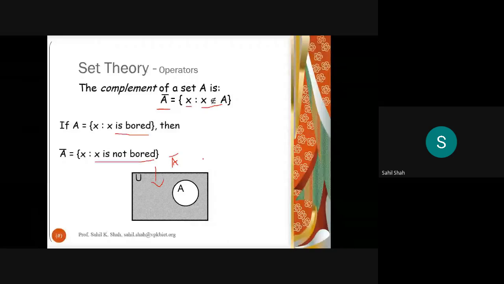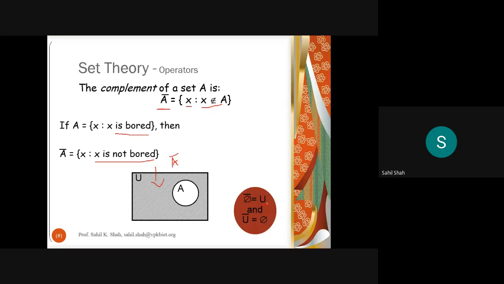These are the properties that I will discuss shortly. What is the complement of the null set? If we take the complement of the null set, it will be the universal set U. And what is the complement of the universal set U? It will be the null set.